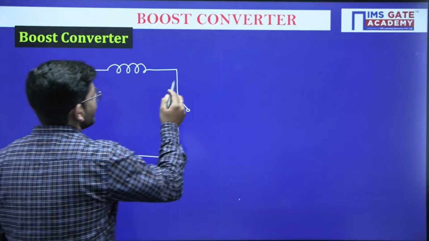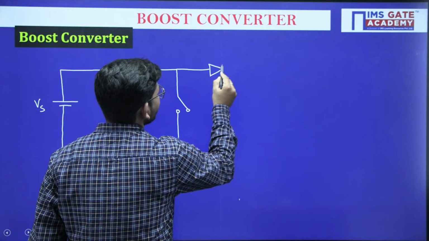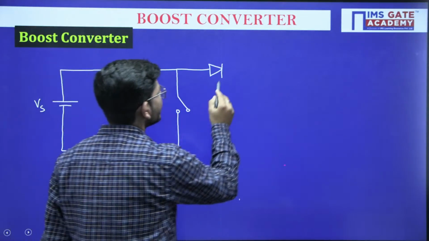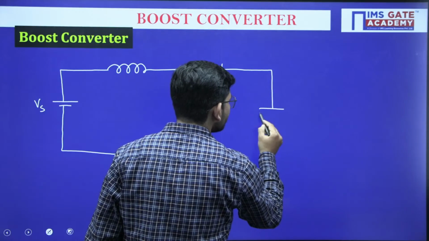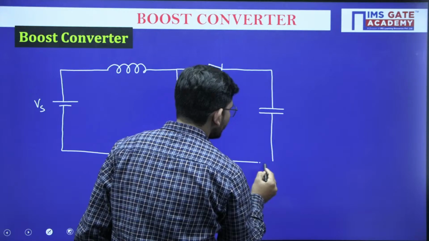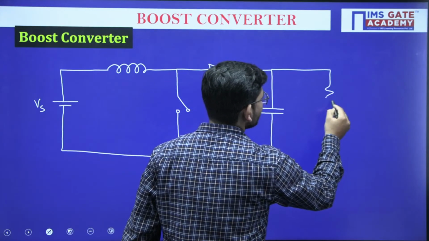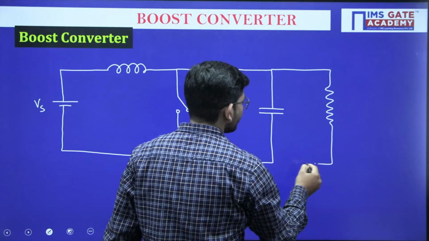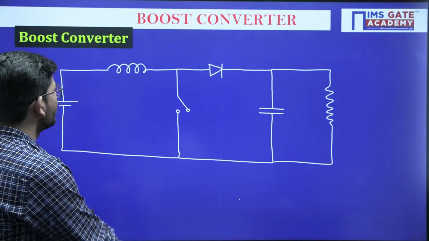So after that we will connect a diode. Okay, so earlier the diode was connected in parallel, now it will be connected in series in this manner. And after that we have the capacitor. Capacitor plays a very important role, as we have seen, in order to have a perfect DC at the output. And then finally we will be having the load. So this is the circuit diagram of a boost converter.